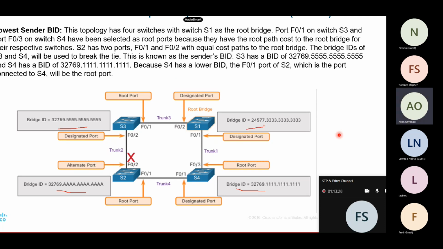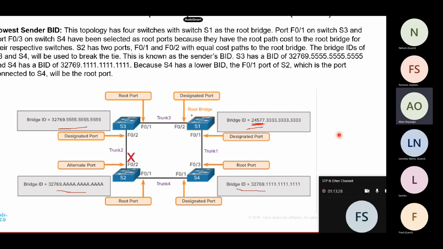All of us will agree that this is 32769.111, 32769 AAA, 32769.555, 24.5. Look at this, 24 here. So 24 is going to be our lowest bridge ID, and that's why switch S1 is the root bridge.